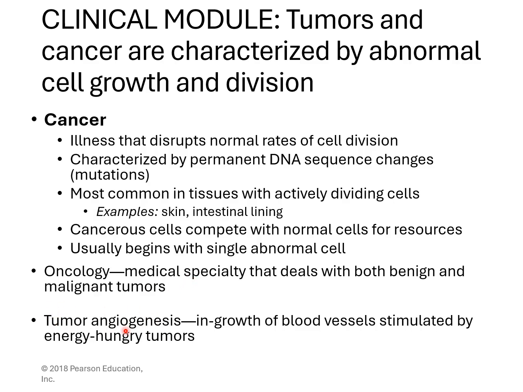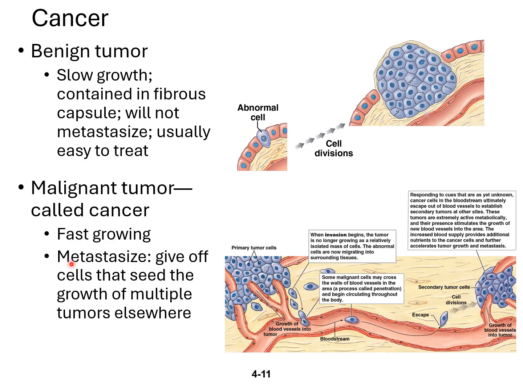In tumor angiogenesis, this is the specific look at how blood vessels grow differently in a tumor than they do in healthy tissue. So what's benign? Benign usually grows slow. It's contained in a capsule. If it's contained in a fibrous capsule, it won't metastasize. If it doesn't metastasize, it doesn't leave its capsule. It's very easy to treat.